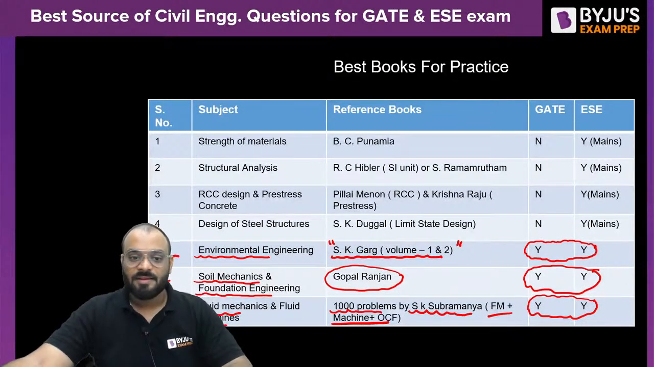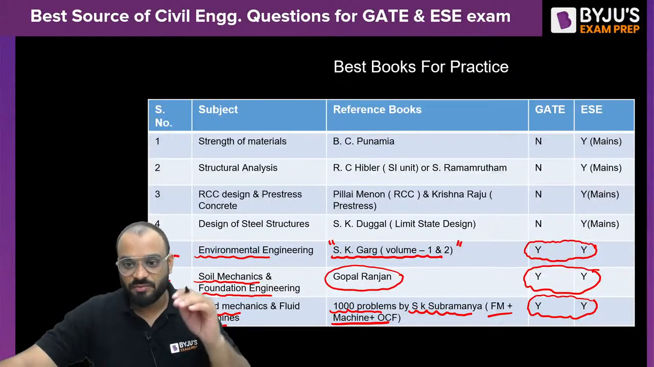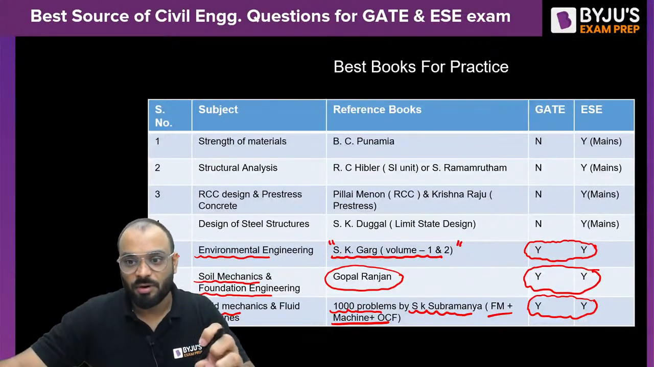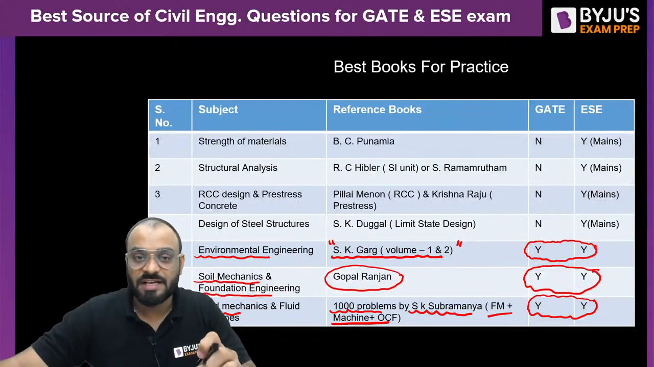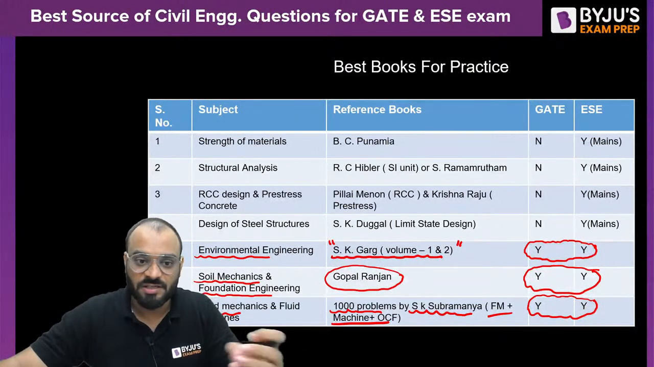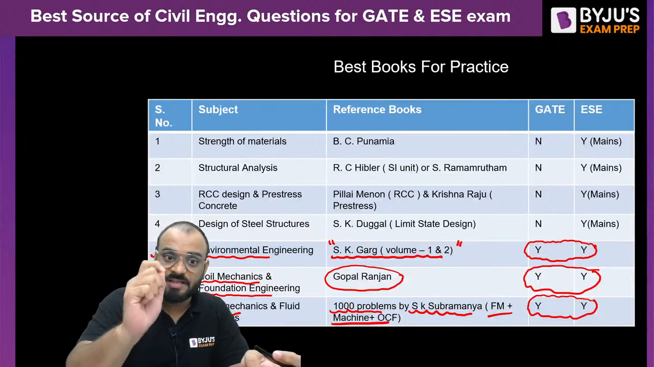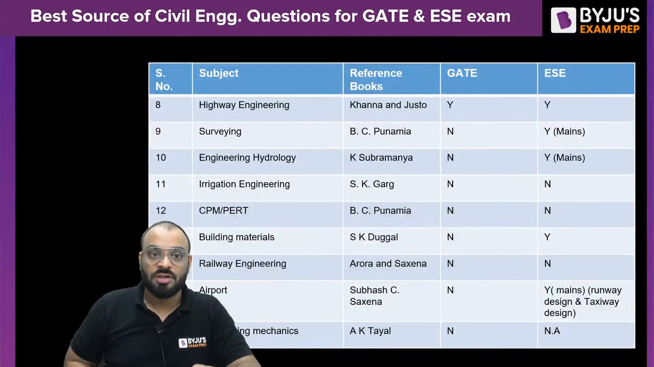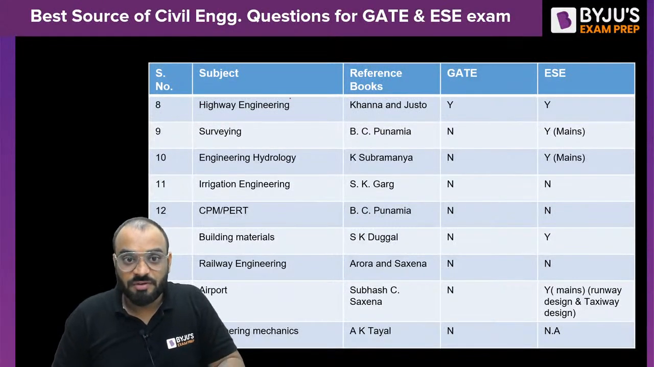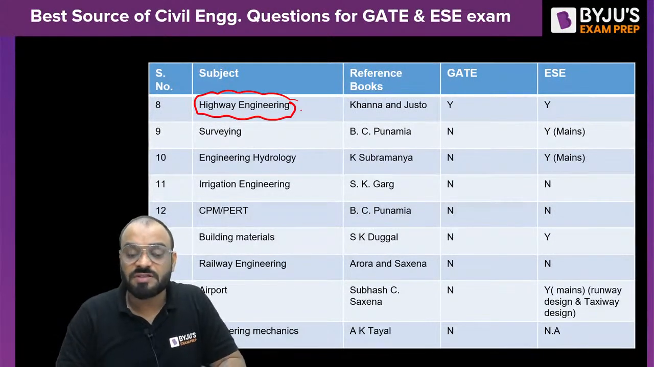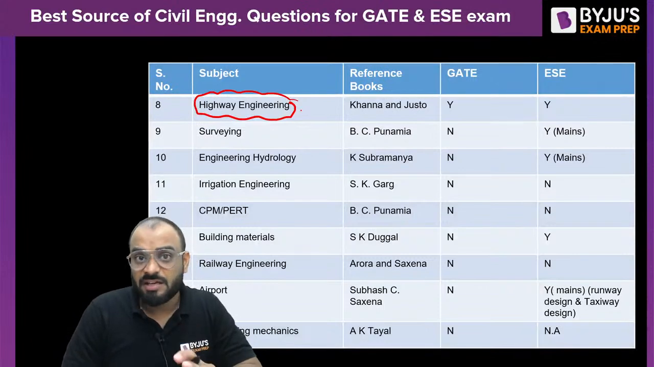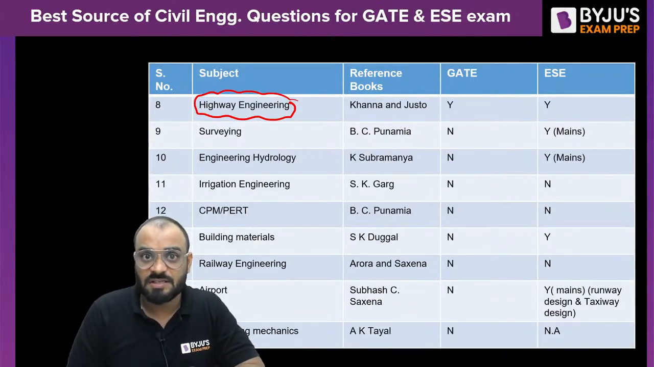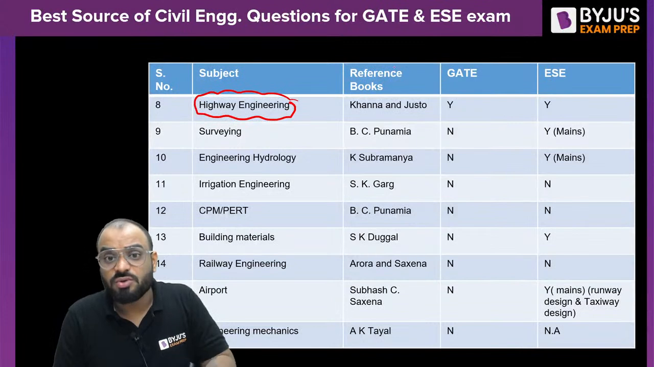Okay. Now these are the prime subjects, guys, in which the reference books are very important, as they are required for the GATE as well as ESE examination. You can see here, guys: environmental engineering, soil mechanics and FM. But one more subject is there in which you need to solve the book, which is basically highway engineering. The weightage of this subject is again very high in the GATE examination as well as the ESE examination, you know that. So you can use Khanna and Justo to solve the problems, right?